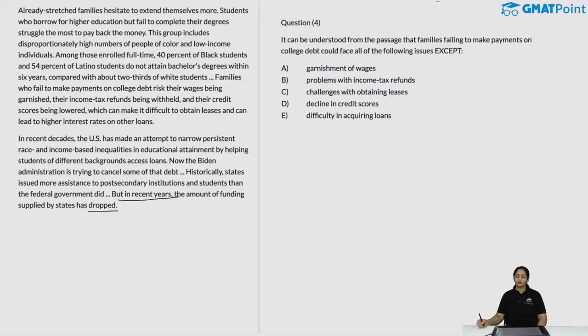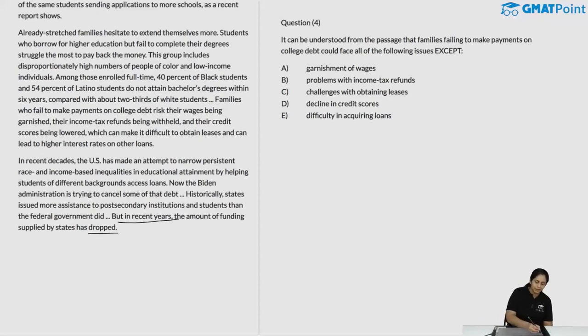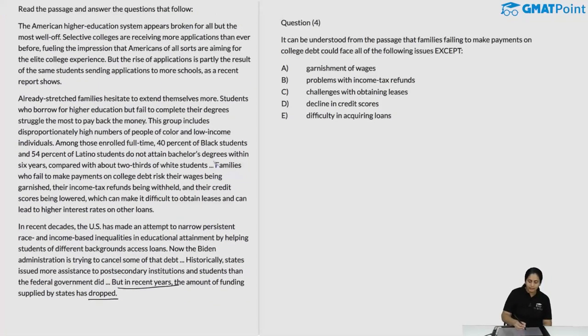Let's take a look at the fourth question. It can be understood from the passage that families failing to make payments on college debt could face all of the following issues except. So let us see the issues. Families who fail to make payments on college debt risk their wages being garnished. This is given.